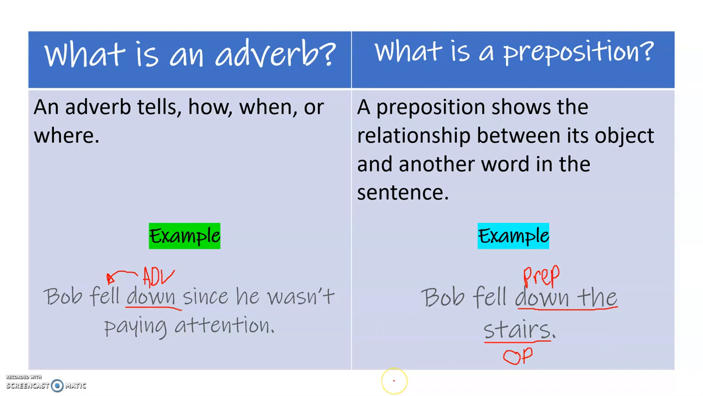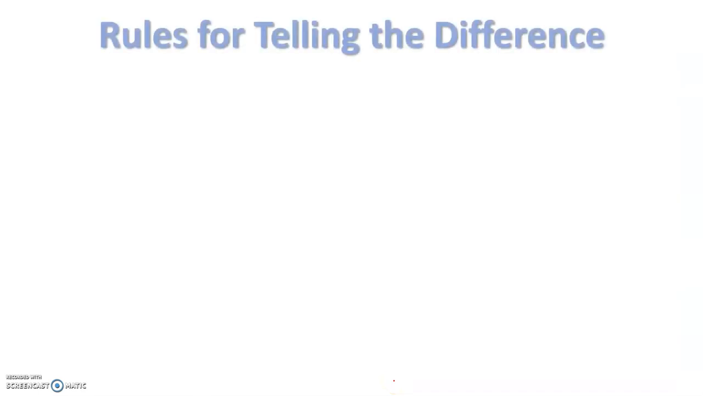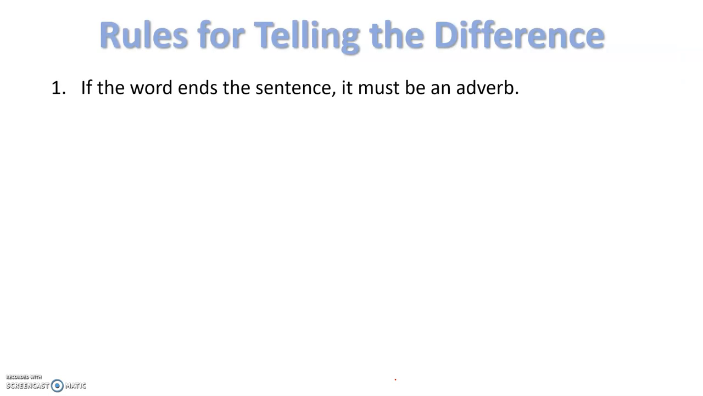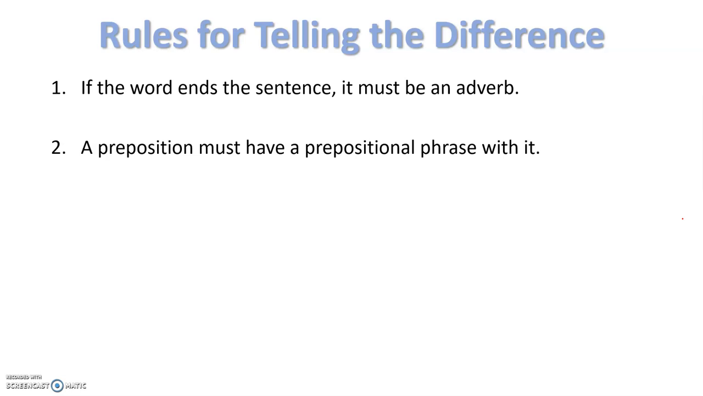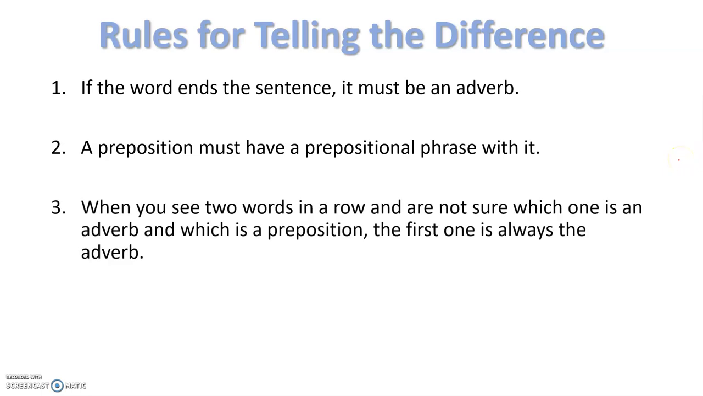Let's look at these rules in more detail. So our first rule is, if the word ends the sentence, it must be an adverb. And we're going to do some examples of these in a minute. Let's get through the rules first. Rule 2, a preposition must have a prepositional phrase with it. Rule number 3, when you see two words in a row and are not sure which one is an adverb and which is a preposition, the first one is always the adverb.